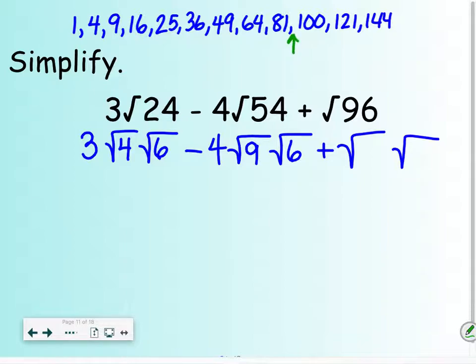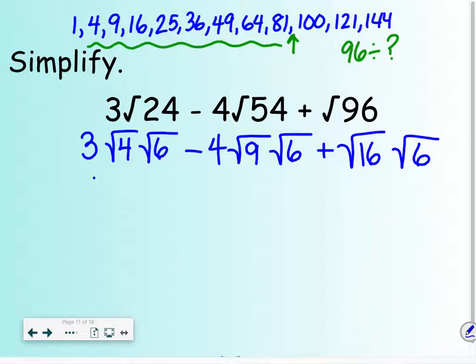So you're trying all of these numbers. Starting with the biggest one, you're seeing what can I divide 96 by? 96 divided by what equals a whole number? And this one is going to be 16. 96 is 16 times 6.